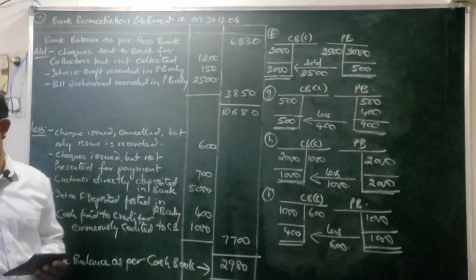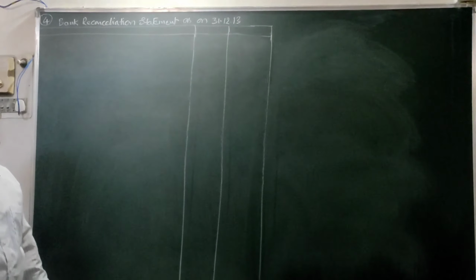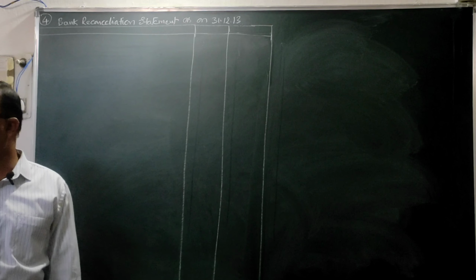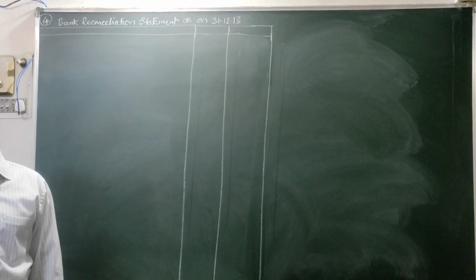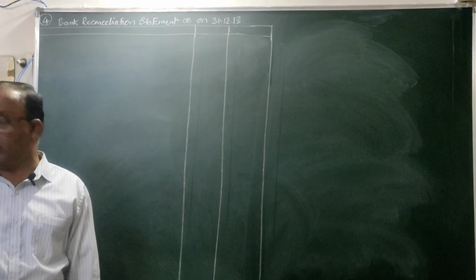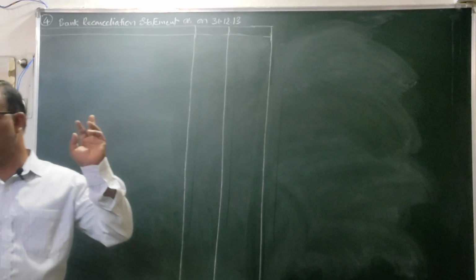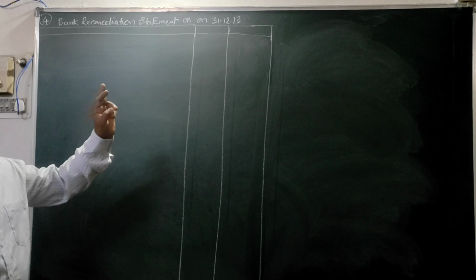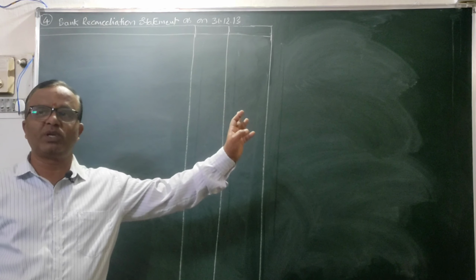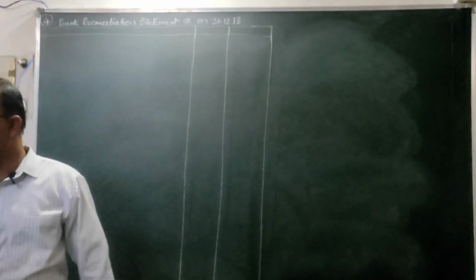I hope you have understood this problem. See, the fourth problem is something like this. It says: from the following particulars, prepare a bank reconciliation statement showing the balances as per cash book on 31st December 2013. So on 31st December 2013 we are doing it. We should remember that particular date. On that particular date we are doing the BRS. So after that date, what has happened is immaterial. What has happened before that date, we are going to record it here and check it out.